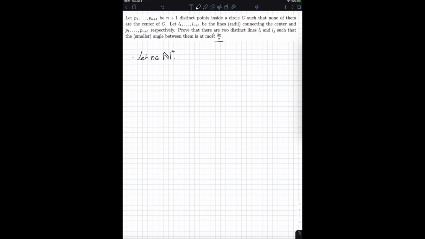And of course, these n plus 1 points are placed randomly in a circle, such that none of these points is actually the center of the circle. And then each of these points is joined to the center of the circle. Then I want to show that there are at least 2 lines, such that the angle between them is at most 2 pi over n. So the way I'm going to do that is I'm actually going to show a strategy.